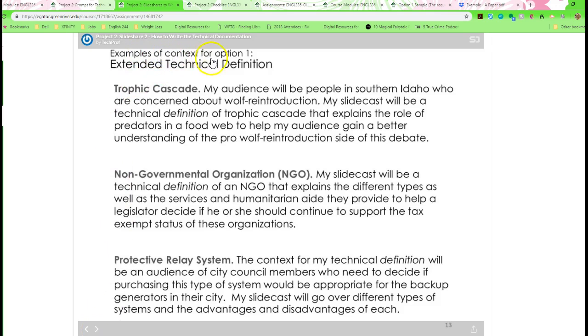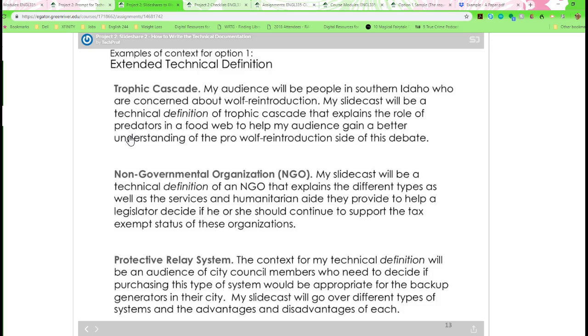An example of context for option number 1, extended technical definitions, trophic cascade. My audience will be people in southern Idaho who are concerned about wolf reintroduction. My slide cast will be a technical definition of trophic cascade that explains the role of predators in a food web to help my audience gain a better understanding of the pro-wolf reintroduction side of this debate.